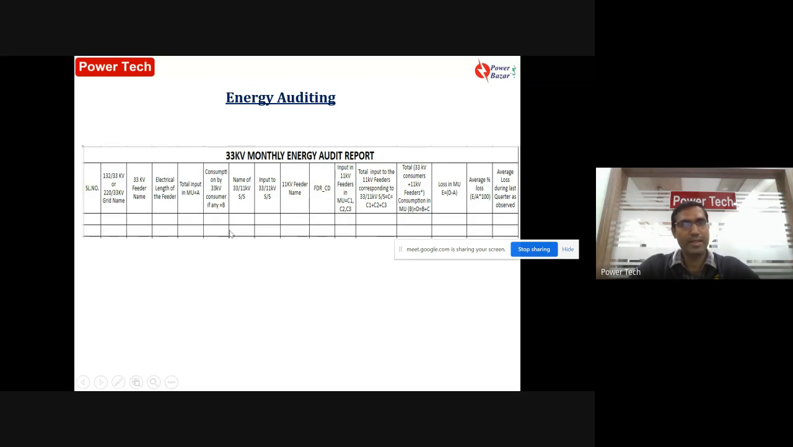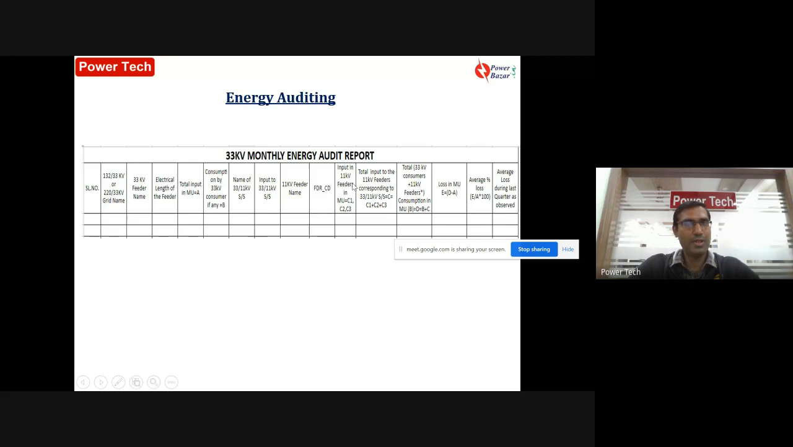That is B. And then the name of the 33 by 11 kV substation. Here there will be a power transformer, which will be stepping down the voltage from 33 to 11 kV. What is the input to this 33 kV substation? And then what are the 11 kV feeders from that substation?